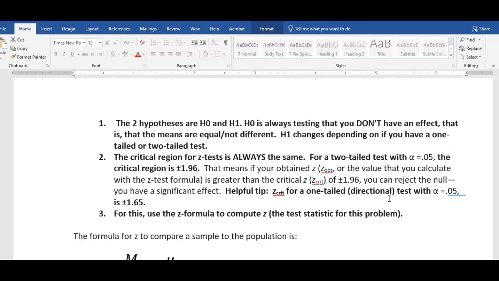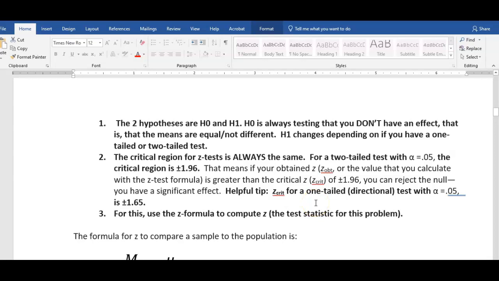So I'll say that again. If our obtained Z, or the one that we calculate in this problem, is bigger than plus or minus 1.96, and remember, to be bigger than the negative 1.96, it could be negative 1.97. It works the same way as the positive. You're just going beyond that value on the normal bell curve, then we reject the null. Helpful tip, Z crit for a one-tailed or directional test where alpha is set at 0.05 is plus or minus 1.65. We'll see that in a later problem.